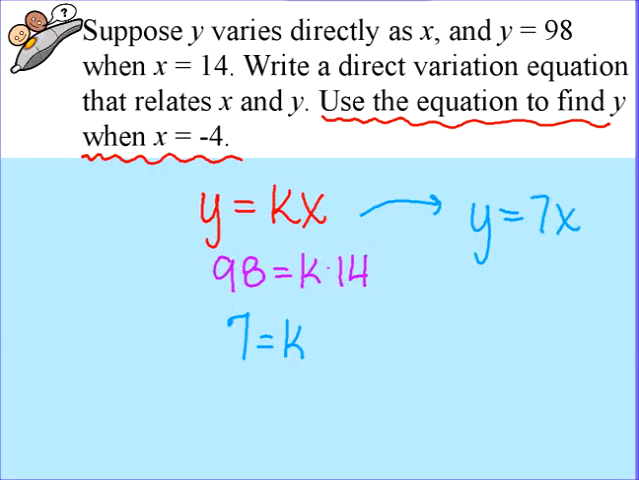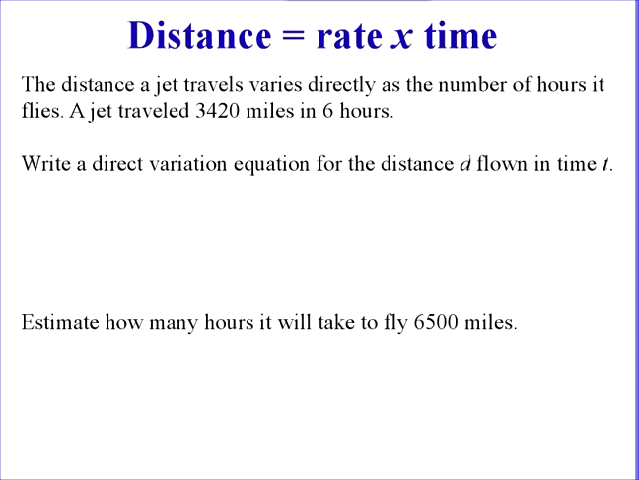Now this one was a little different than the page before, because the page before you were finding x. In this case, you're finding y. So all you needed to do here is take 7 times -4, and you come up with -28. Okay? All right, so let's go ahead and look at what we have here.